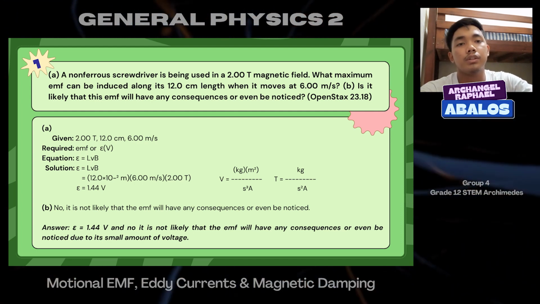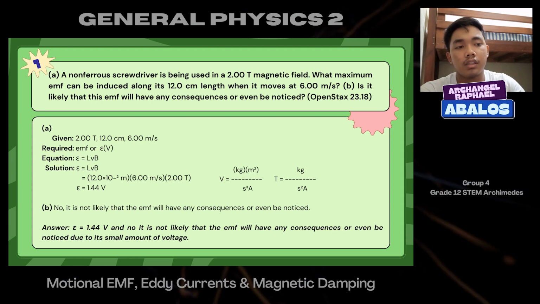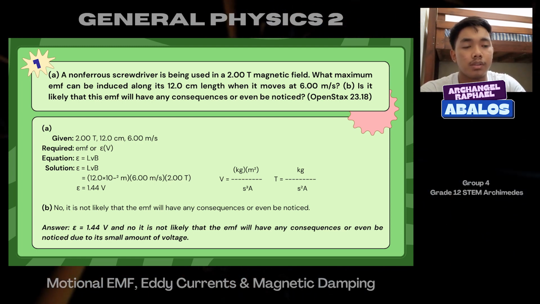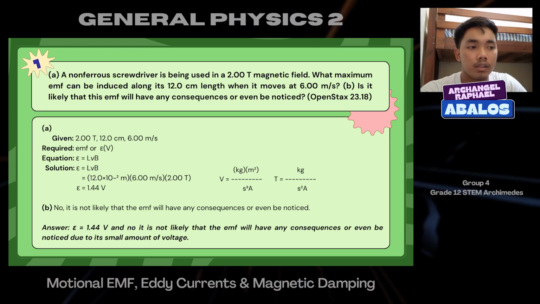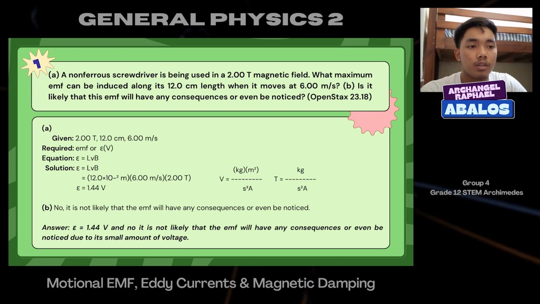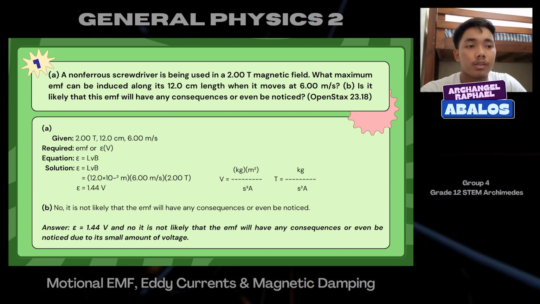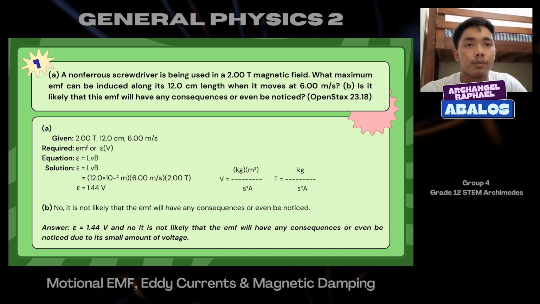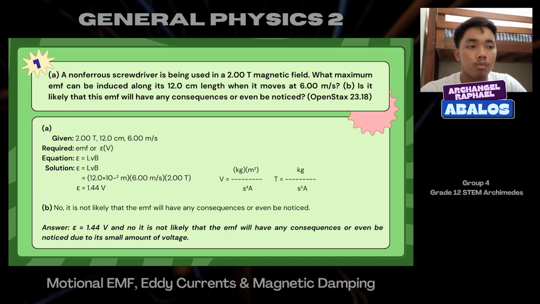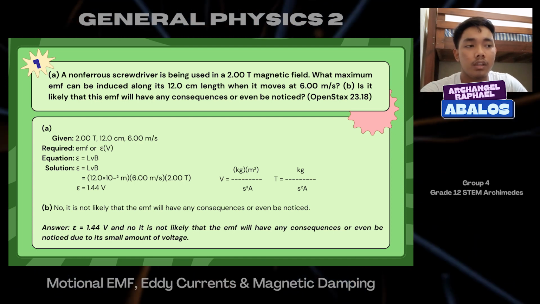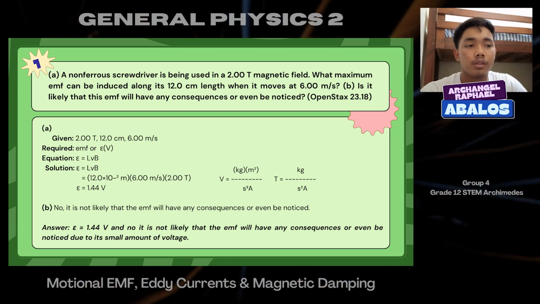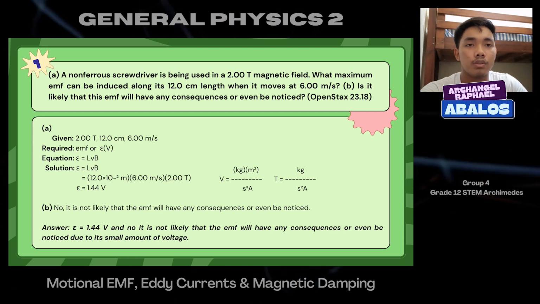And for letter B, no. It is not likely that the EMF will have any consequences or even be noticed. Dahil ang 1.44 volts na nakuha natin is similar to an AA battery, which has a small amount of voltage. Therefore, our answer is that the maximum EMF that can be produced in the object is 1.44 volts. And no, it is not likely that the EMF will have any consequences or even be noticed due to the small amount of voltage.